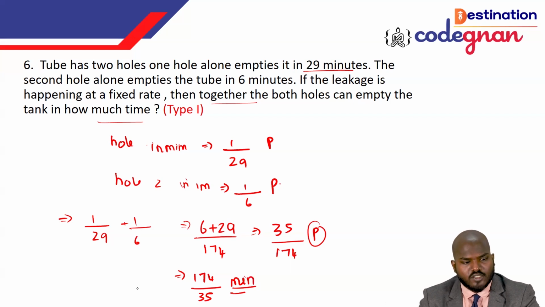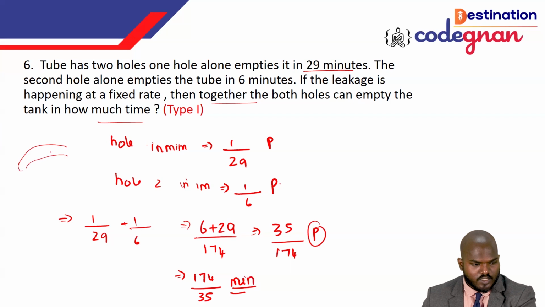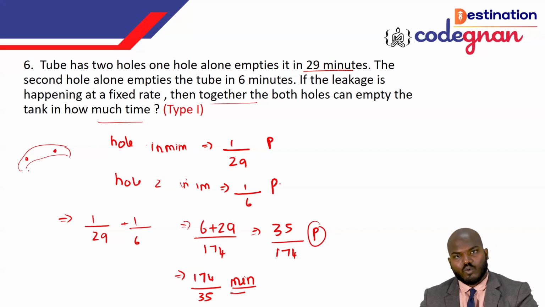The tube has two holes. Consider it like a tube, and inside the tube we have two holes. One hole is like this and one hole is here. It is letting the air out to the outside, and the tube becomes flattened. Once it has emptied, the air is gone from the place. That is what they have mentioned in the question.